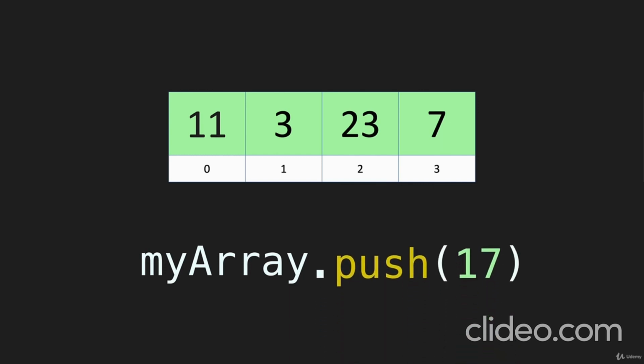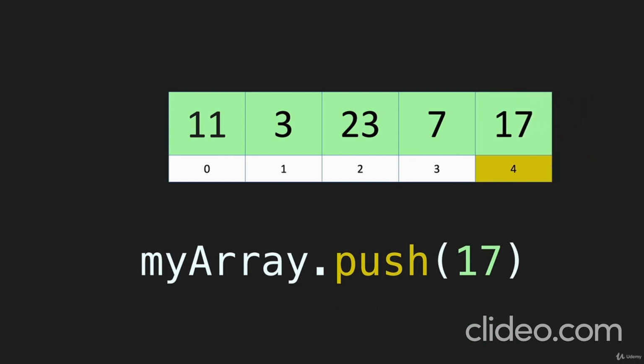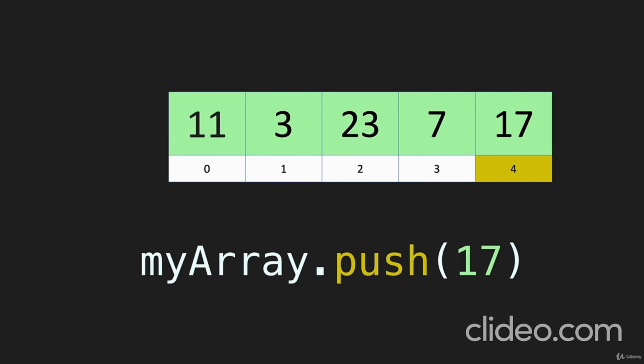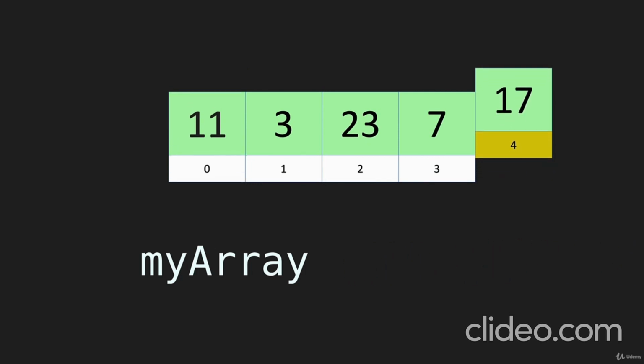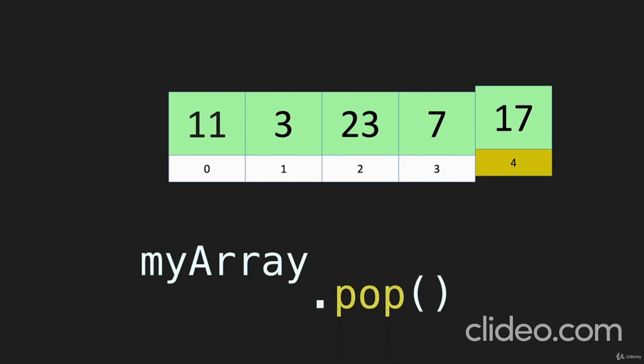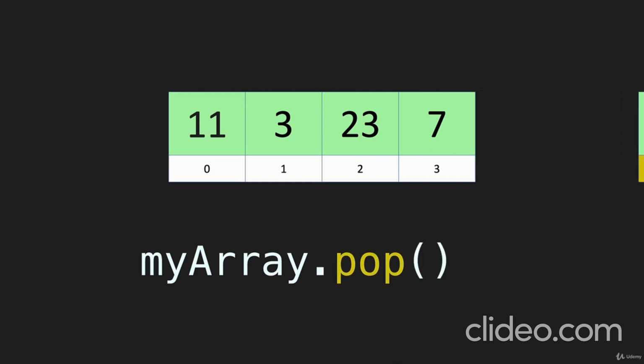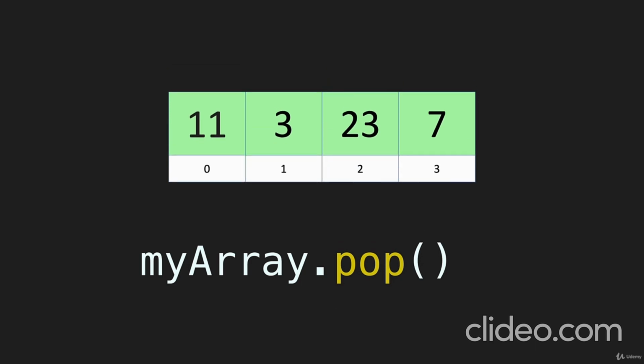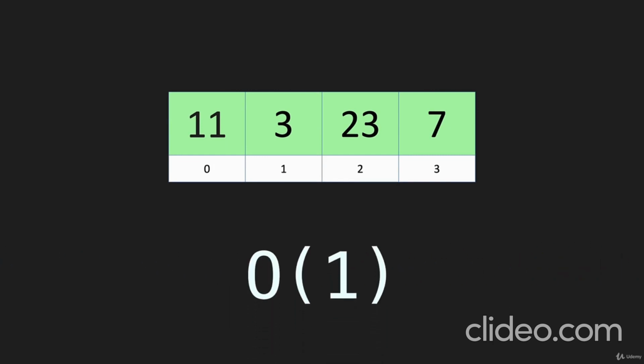And then we're going to push an item onto the end. So myArray.push is going to push this number 17 onto the end with that index of 4. The important thing here, though, is that we do not have to reindex this or this or this all the way down to the beginning. Likewise, when we remove this item with a pop, and we pop that off, we don't have to reindex anything.